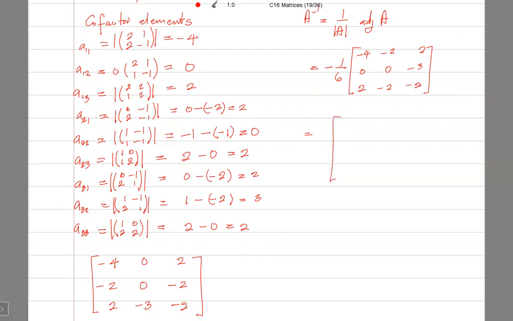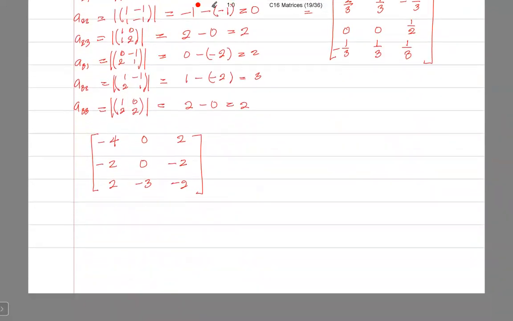If we want, negative times the negatives are positive: 2/3, positive 1/3, negative 1/3, 0, 0, positive 1/2, negative 1/3, positive 1/3, and positive again, 1/3. So this would be the matrix A inverse. Let's see what's coming next.